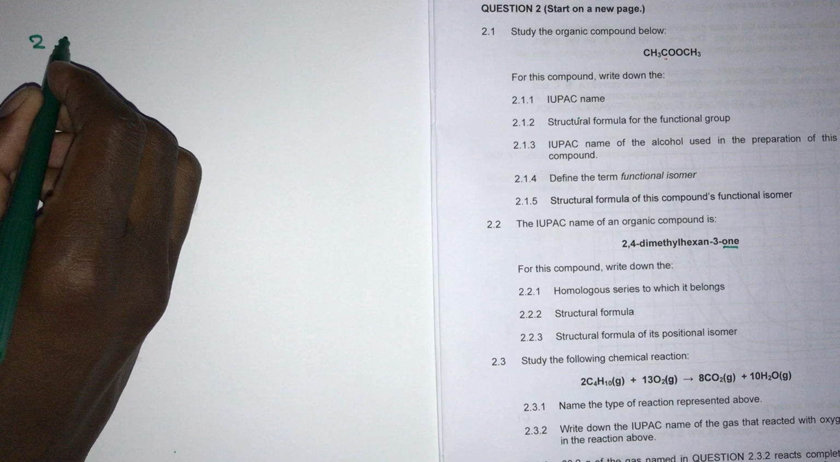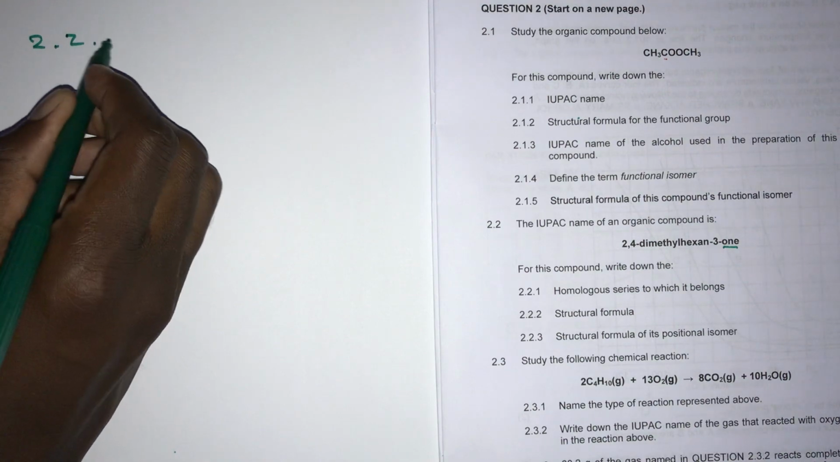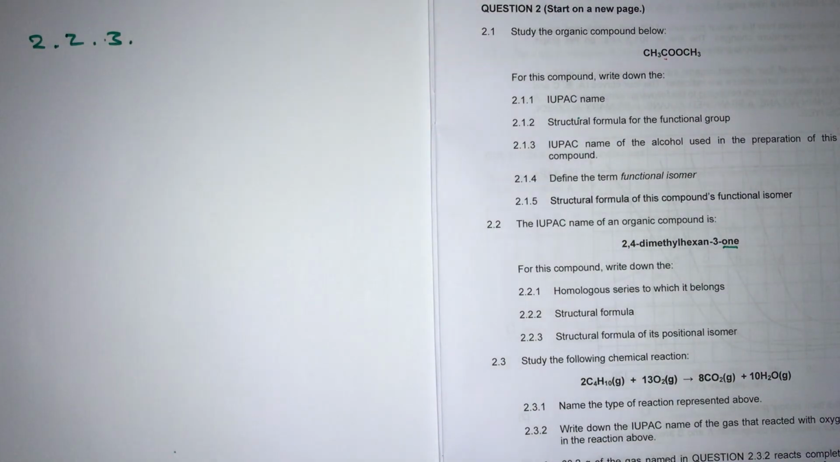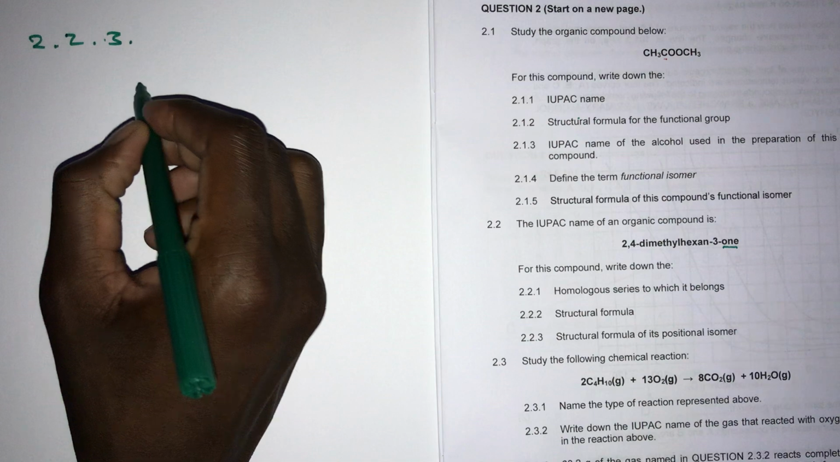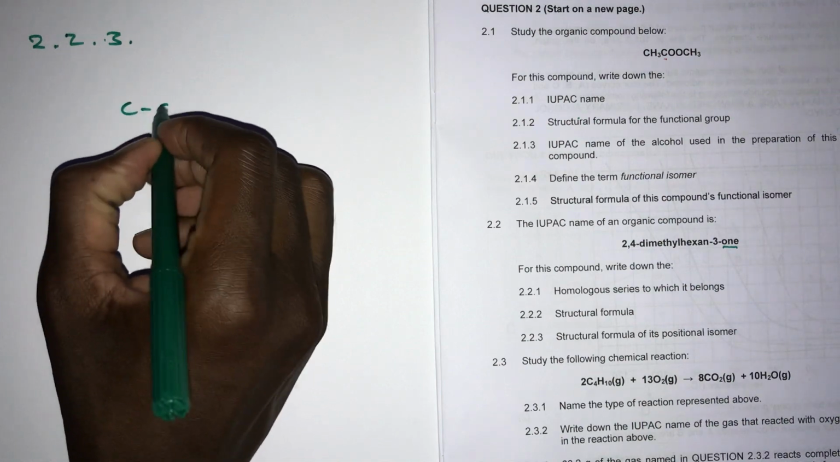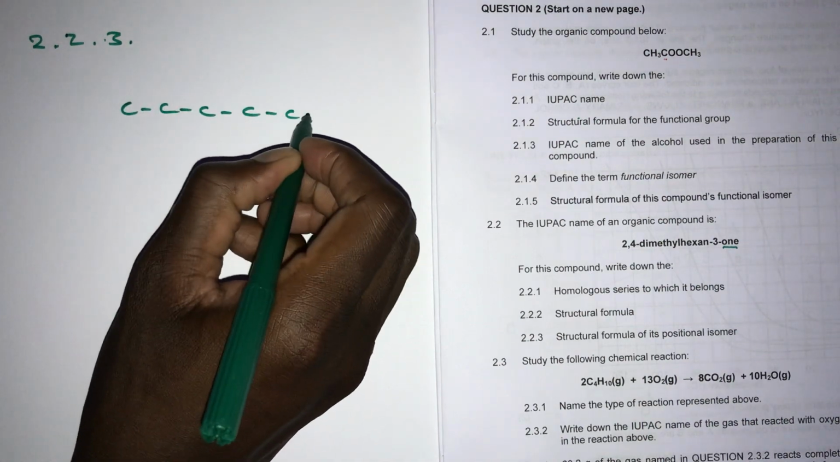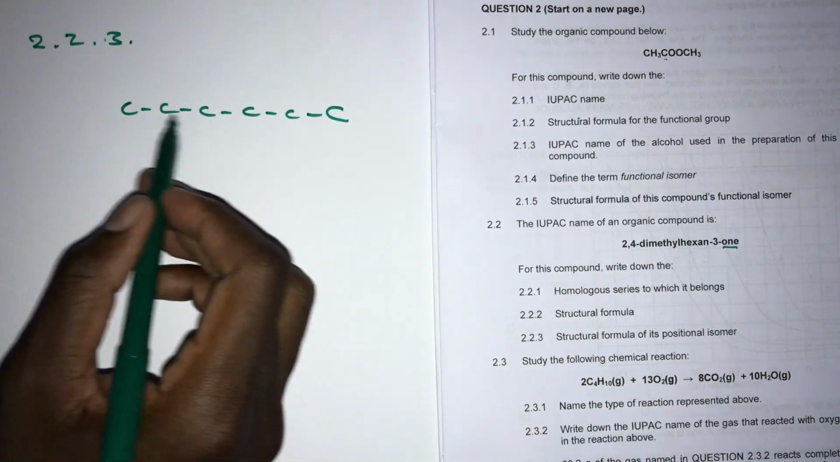Now let's check 2.2.3. First, let's draw the structure of the one that we took out. This one, we must draw first. So we said we have 6 carbon atoms: 1, 2, 3, 4, 5, 6.